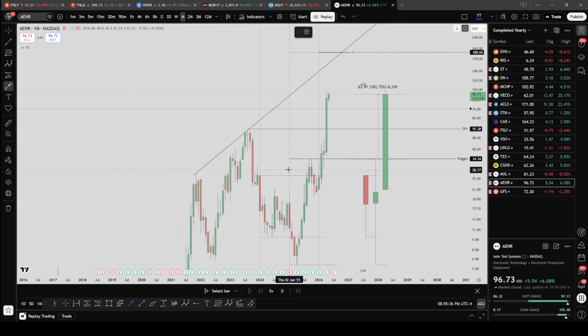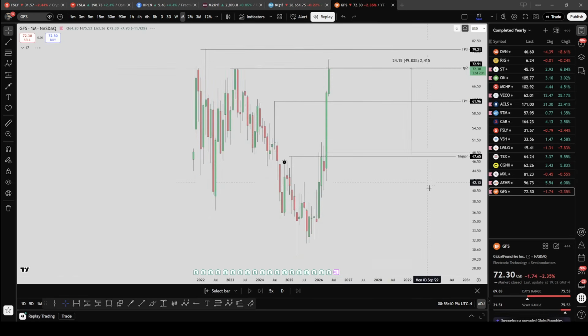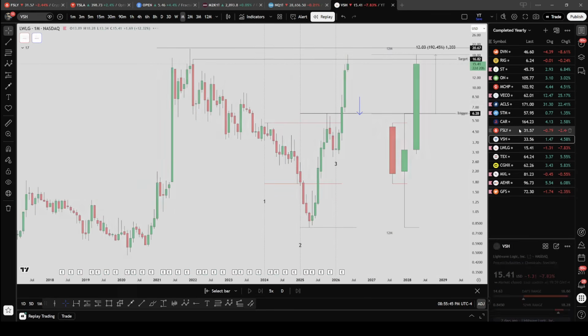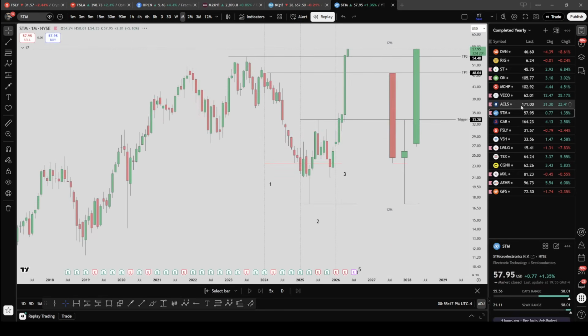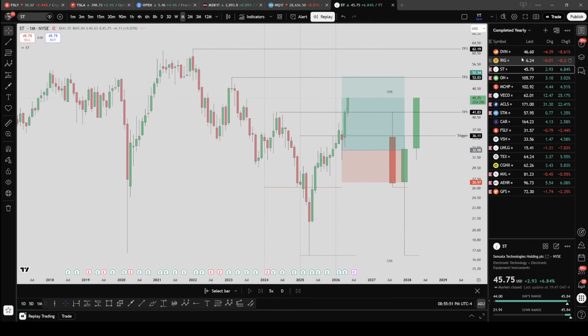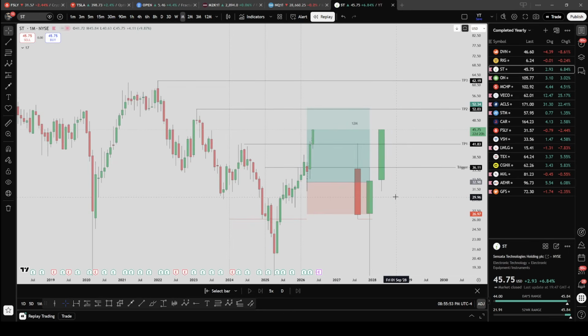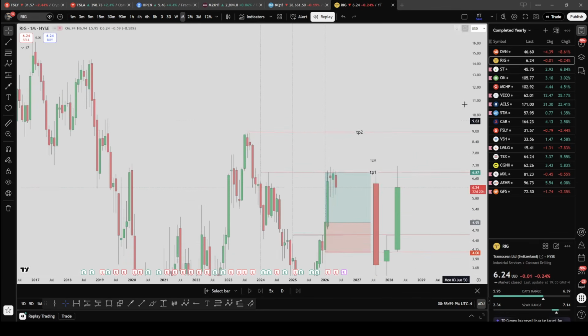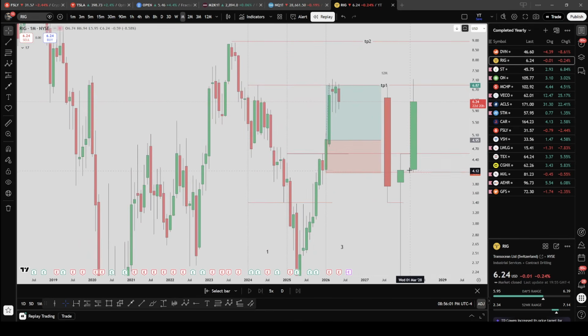Again, this is okay. Is there actually a perfect one? I don't even know if I have one. Let me look. I guess I'm a bad teacher because I don't have any perfect C2s. Maybe this one, whatever this name is, Sensata. I would say RIG is pretty close to perfect.